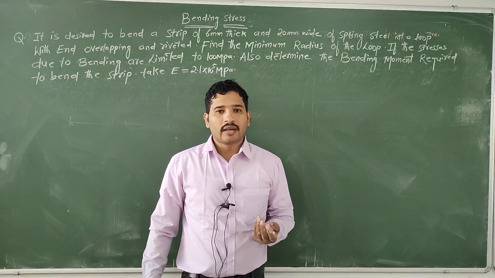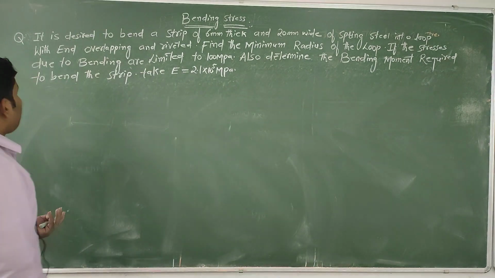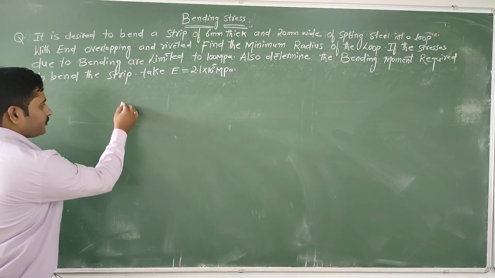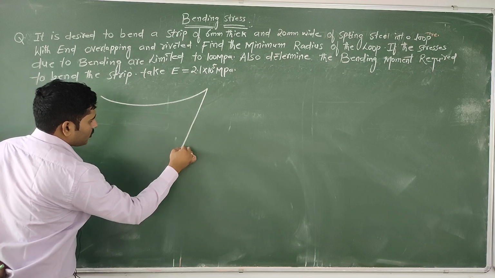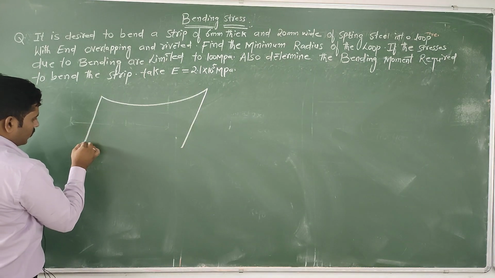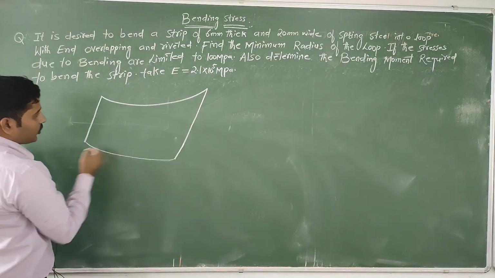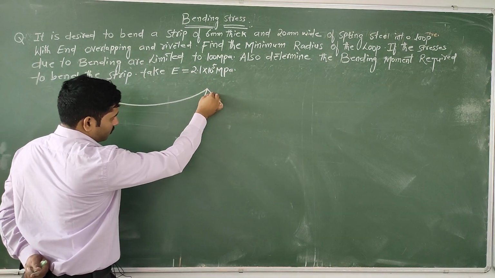Today we are going to learn the next problem in bending stress. It is desired to bend a strip of 6 mm thick and 20 mm wide of spring steel into a loop. Let us see, that is a spring steel strip. The thickness is how much? 6 mm.